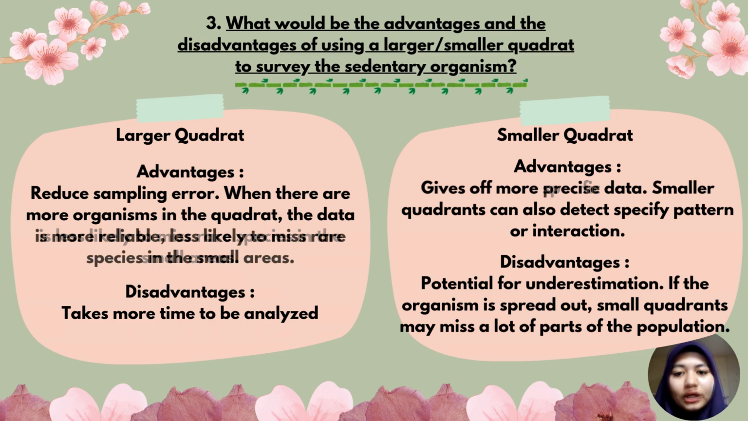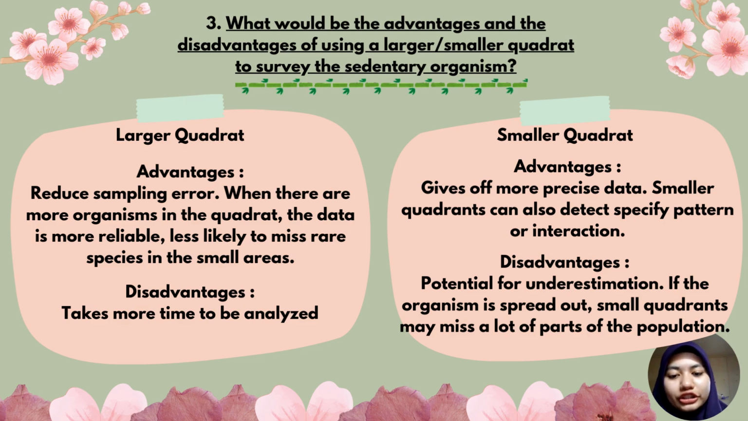For question number 3, for larger quadrat, the advantage is to reduce the sampling error. When there are more organisms in the quadrat, the data is more reliable and it is less likely to miss rare species in the small areas. Meanwhile, the disadvantage of the larger quadrat is it takes more time. Larger quadrats can take more time to be analyzed.